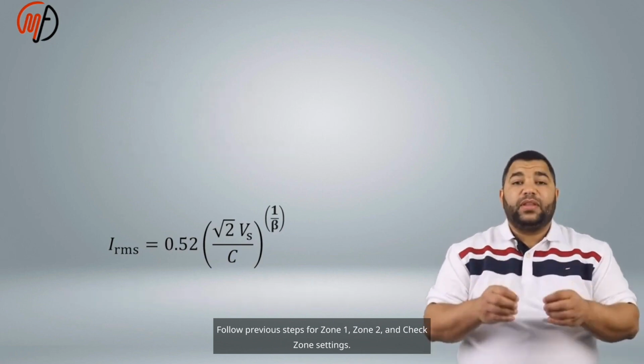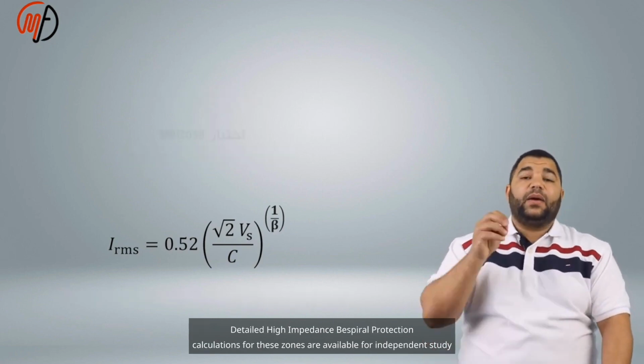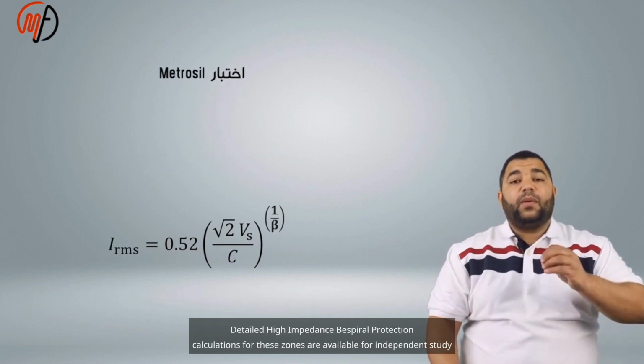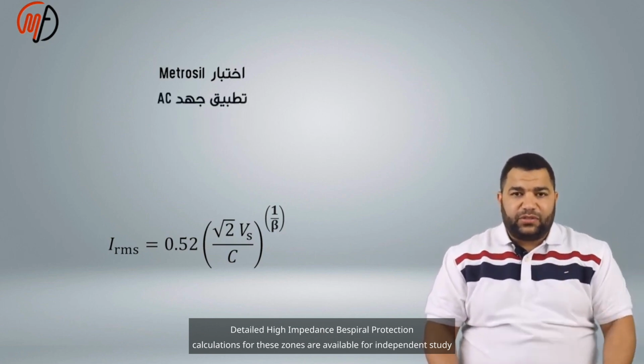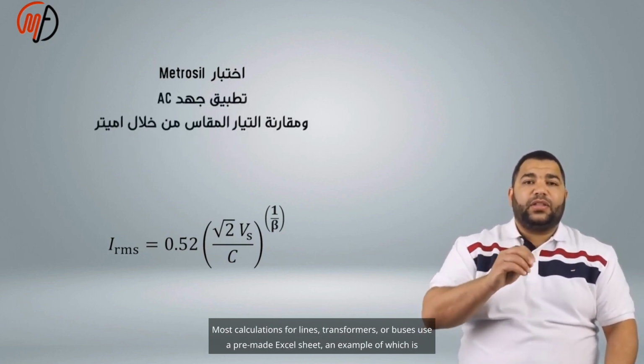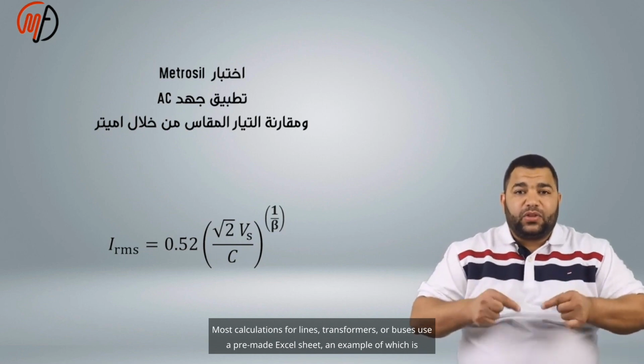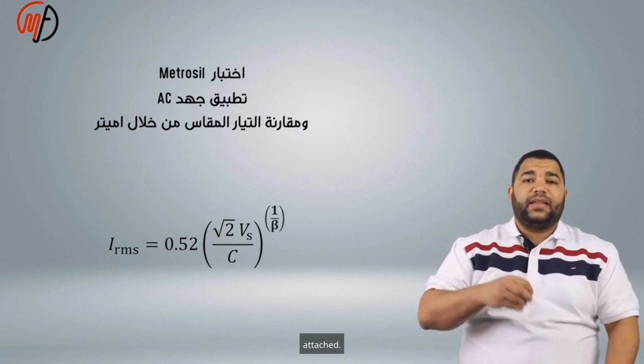Follow previous steps for Zone 1, Zone 2, and check zone settings. Detailed high-impedance bus protection calculations for these zones are available for independent study. Most calculations for lines, transformers, or buses use a pre-made Excel sheet, an example of which is attached.